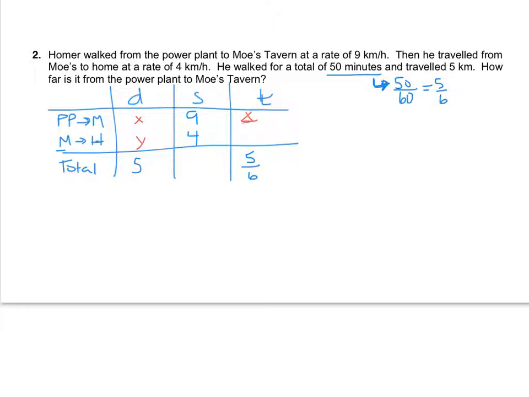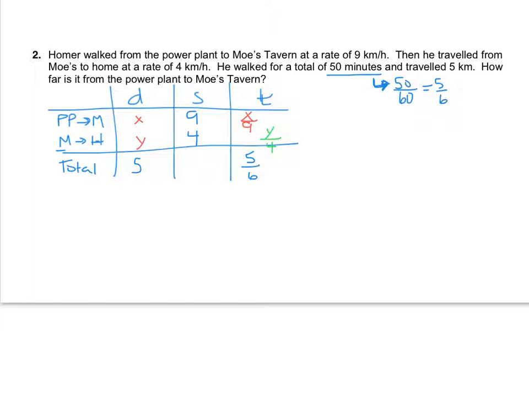You could do time is equal to distance divided by speed. So that'll be x over 9 for that one. And then Moe's to home, that one would be y divided by 4. Okay, so different options, different ways to do this. I'll stick with this method, but we could also do it the other method.